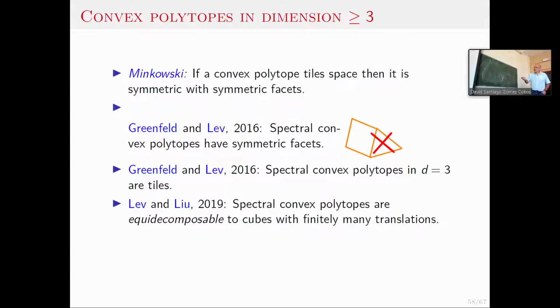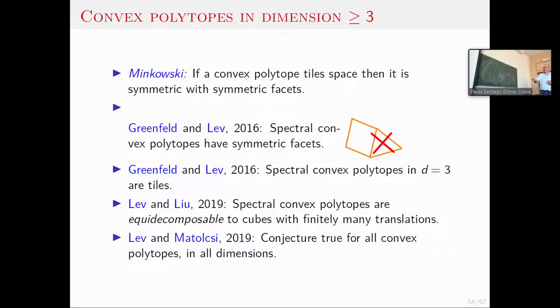And this is a related result, not exactly tiling, so I'm not going to insist too much on this. It's about equidecomposability of a body. There are some bodies that you can cut up into pieces, move around, and make something else. That's equidecomposition. And this is the major result of the last, I would say, 10 years, maybe even more: a result by Lev and Matolcsi in 2019, published in Acta Mathematica. The conjecture is true for all convex bodies, actually not just polytopes, all convex bodies in all dimensions.